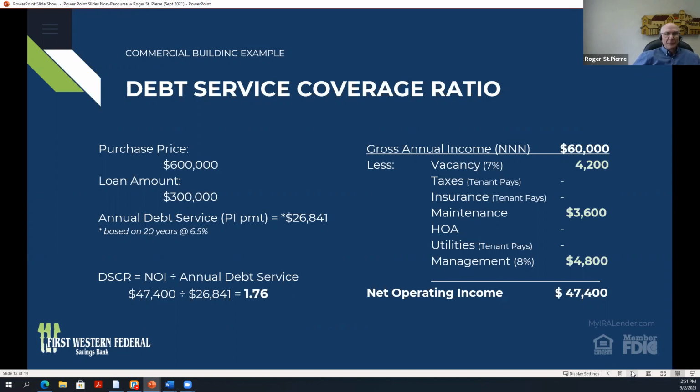So, you know, net operating income was very strong on this deal. Only about $13,000 in real expenses because the tenant was paying the large overhead costs. So there was net operating income of $47,400. Divide that by the $26,008 in debt, and that's a 1.76 debt service coverage ratio. That's a very strong, profitable deal. One a lender will be happy to finance because it's an income producer. So here's two examples, a commercial, the other one's residential.